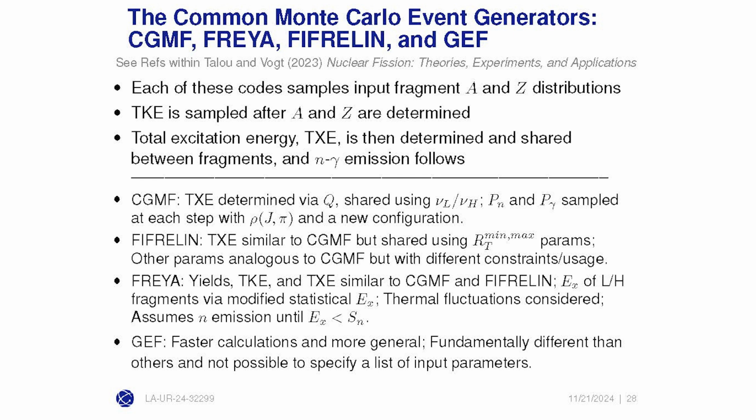I won't go through all this in a ton of detail, but instead of this ratio, FIESTA, for example, uses this other parameter, RT min-max. And a lot of things are analogous, but with different usage. And then FREYA is very similar to CGMF, except that now we're looking at the light and heavy fragments modified by statistical excitation energies, thermal fluctuations are considered, and it assumes pure neutron emission until the excitation energy is below the neutron separation energy.